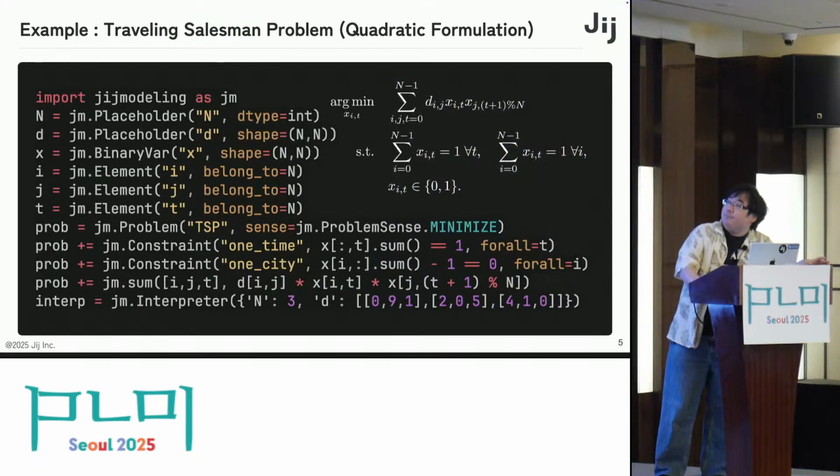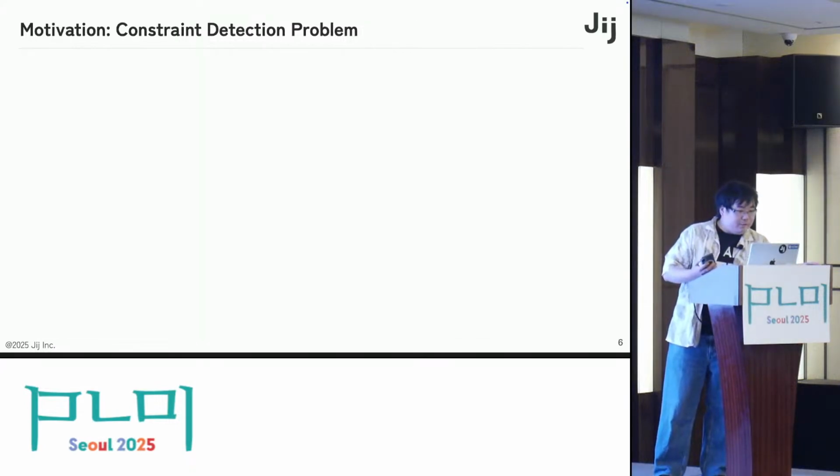Here is an example program that encodes the traveling salesman problem in a quadratic formulation. You can see that it closely resembles the mathematical model presented here. Okay, so enough for advertisement.